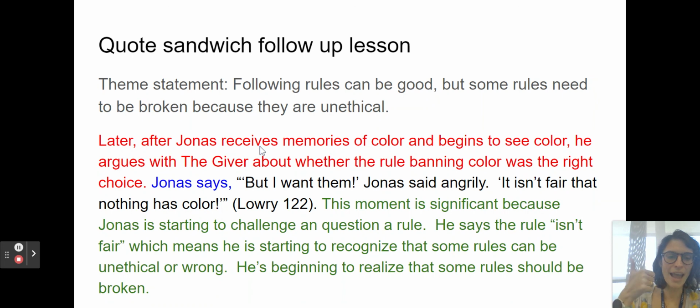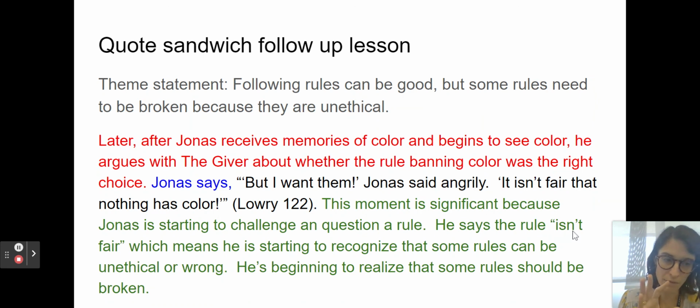So take a look at your context, argument, or reasoning analysis. Did your context say when in the book? Who was there? Gabriel and Jonas. And what was happening? Argument about color. Your explanation, argument, reasoning. Does it start with some kind of sentence starter that makes it clear what this shows? Something like this moment is significant because, or this shows. Did you link it back to your theme statement? Did you use any keywords?